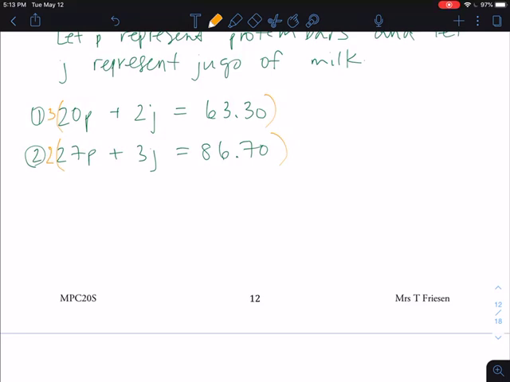I'm going to make the first one negative. No, I did that last time. I'm going to make the second one negative. So we're going to multiply by negative 2. So we get a new equation for 1 that is 60p plus 6j.